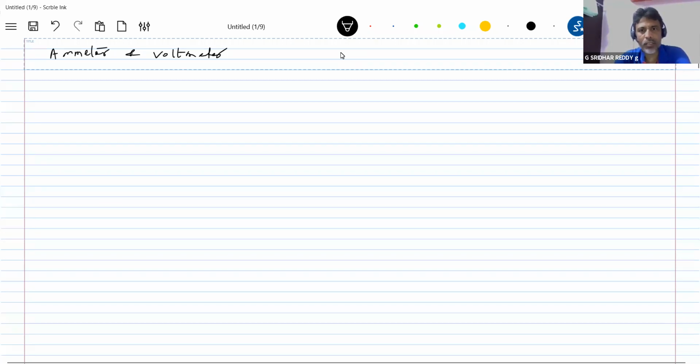So now, the topics we are left with are ammeter, voltmeter, potentiometer, meter bridge, and post office box. All are instruments and how they work. In the ammeter and voltmeter, you get plenty of numericals compared to any other topic. So let me discuss theory and some numericals.